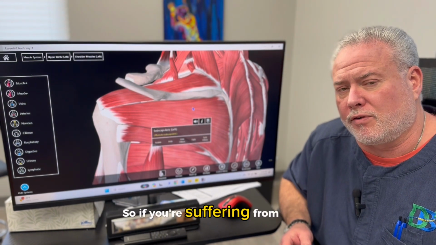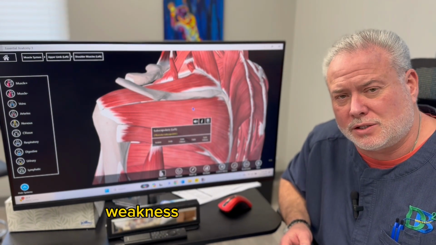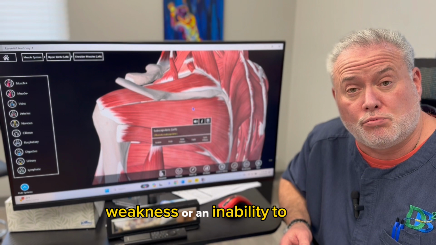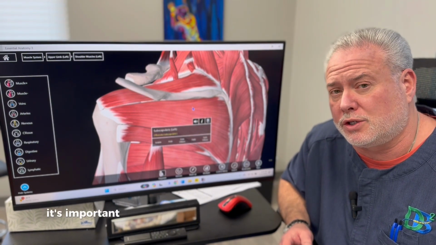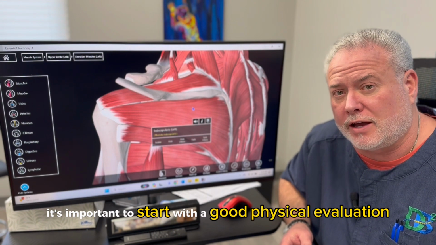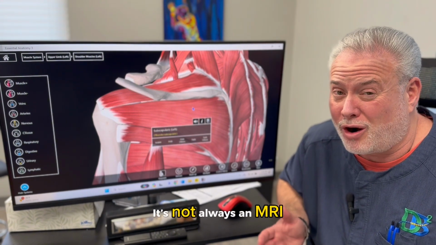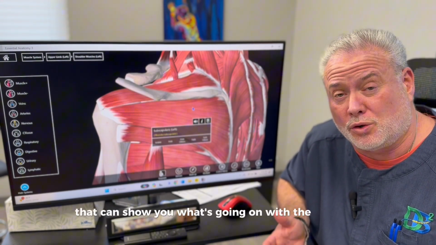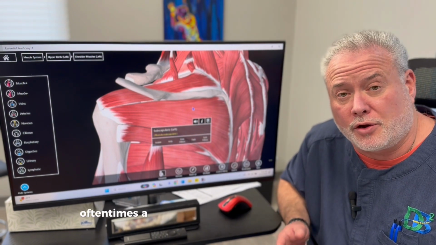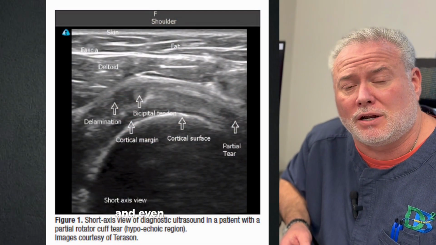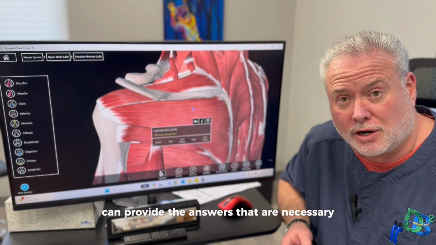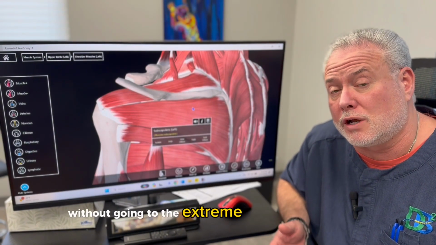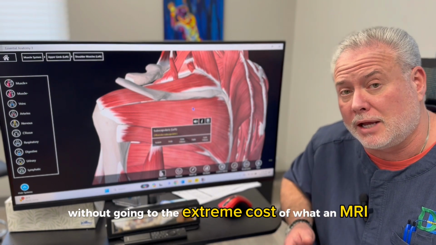So if you're suffering from pain, weakness, or an inability to move your shoulder in certain planes of range of motion, it's important to start with a good physical evaluation. It's not always an MRI that can show you what's going on with the shoulder. Oftentimes, a thorough physical examination and even an ultrasound evaluation can provide the answers that are necessary without going to the extreme cost of what an MRI may cost you.